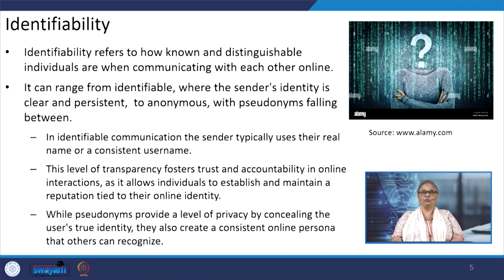Identifiability refers to how known and distinguishable individuals are when they are communicating with each other online. It can range from identifiable, where the sender's identity is clear and persistent, to anonymous with pseudonyms falling between. In identifiable communication, the sender typically uses their real name or a consistent username. This transparency fosters trust and accountability in online interactions, and it also allows individuals to establish and maintain a reputation tied to their online identity.